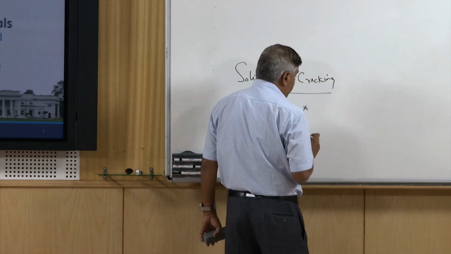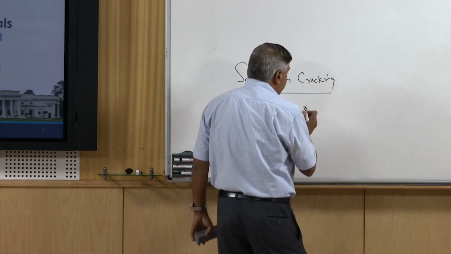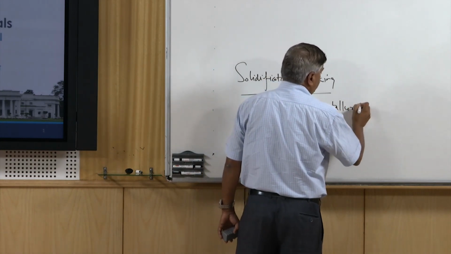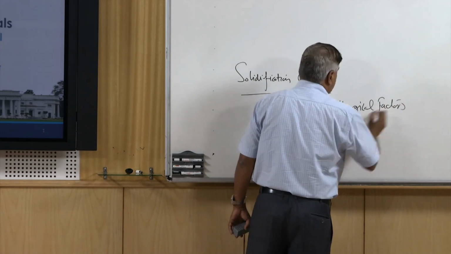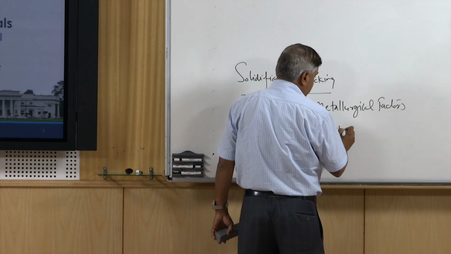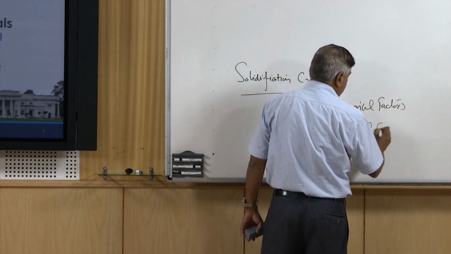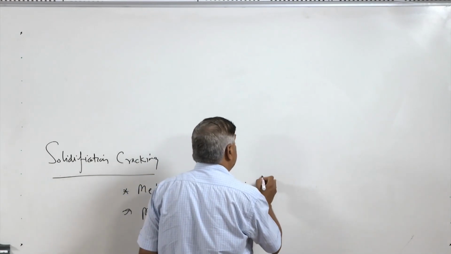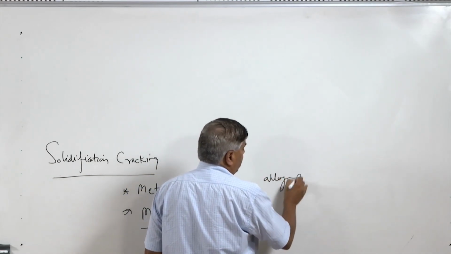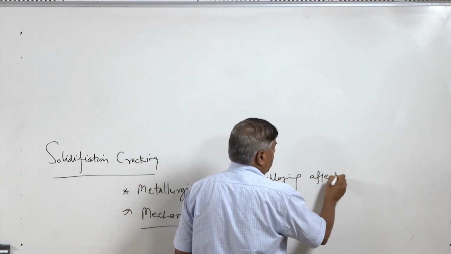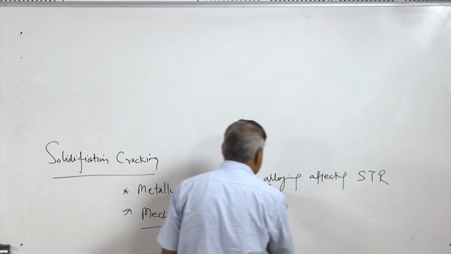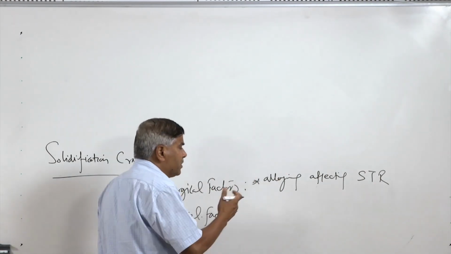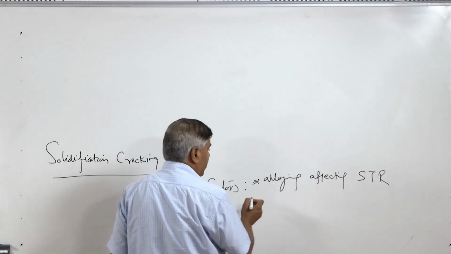So there are a few contributors for the solidification cracking, and these contributors can be categorized in two broad groups. One is the metallurgical factors and another is the mechanical factors. Among the metallurgical factors, the first one is the alloying factors affecting the solidification temperature range. So the presence of certain alloying elements increases the solidification temperature range significantly, and this in turn leads to the increase in the solidification cracking.